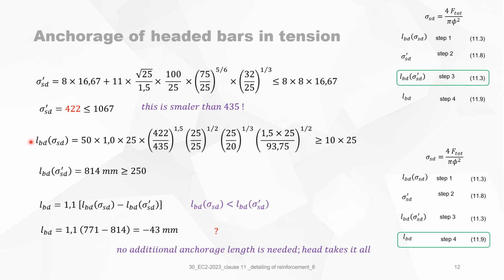Now we calculate the needed anchorage length for sigma SD and sigma accent SD. We subtract them, multiply by 1.1, and still we find a negative value. So even if this value is smaller than 435, for the total force FD it is almost equal. So it means that no additional anchorage length is needed, and that the head takes it all.